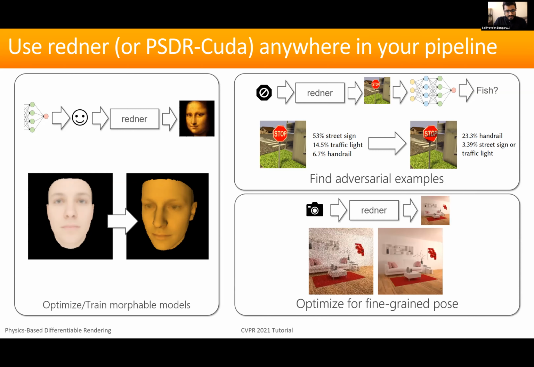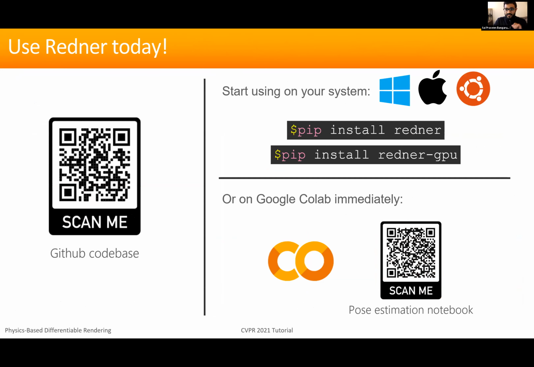Alternatively, you can also use it to optimize for fine-grained poses. You can use the output from a different method as initialization, and then use Redner or PSDR CUDA to do the final optimization. Of course, this is not specific to Redner. Other differentiable rendering frameworks can also be slotted over here. And you can do so much more with a differentiable rendering layer. So try Redner out today at the following links.